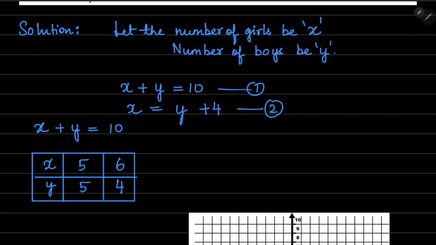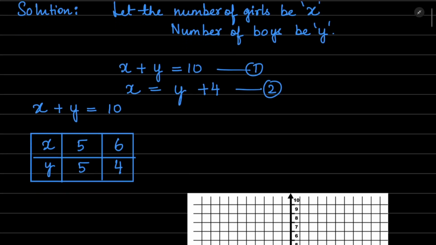So 2 points are sufficient for you to draw a straight line, and that straight line is representing this particular linear equation.